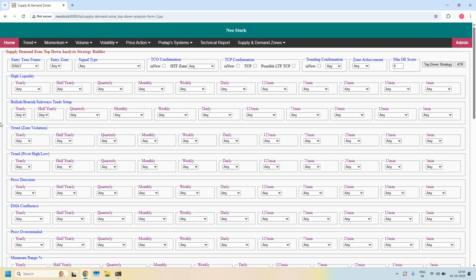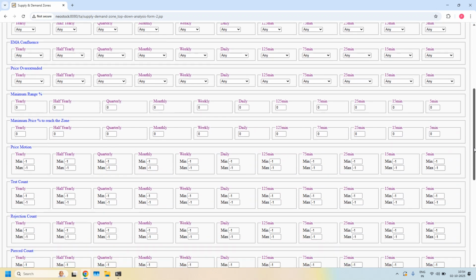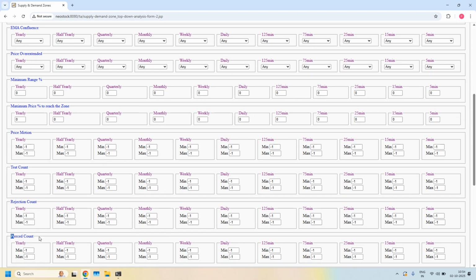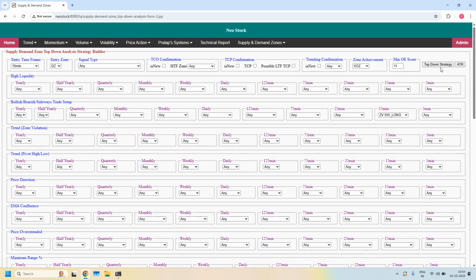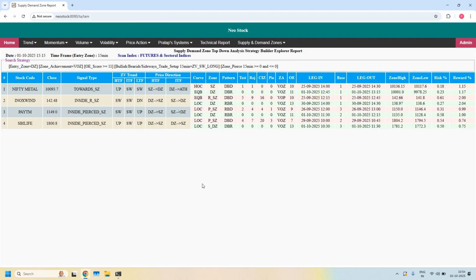Next I will generate daily income trade reports. Entry time frame 15 minutes, entry zone demand zone. Here bullish or bearish or sideways. At 15 minutes I am selecting sideways long. Zone achievement VOZ, minimum order enhanced score 11. 15 minutes demand zone should not be pierced, so pierced count at 15 minutes time frame, minimum value 0, maximum value 0. With these filters we got 4 stocks, supporting sideways long trade setup for daily income trade.